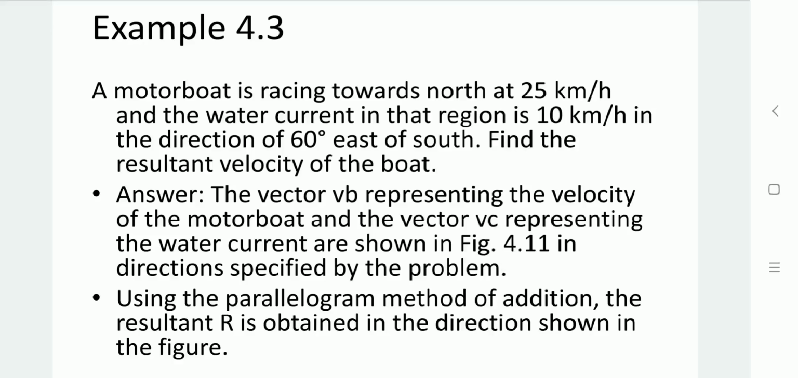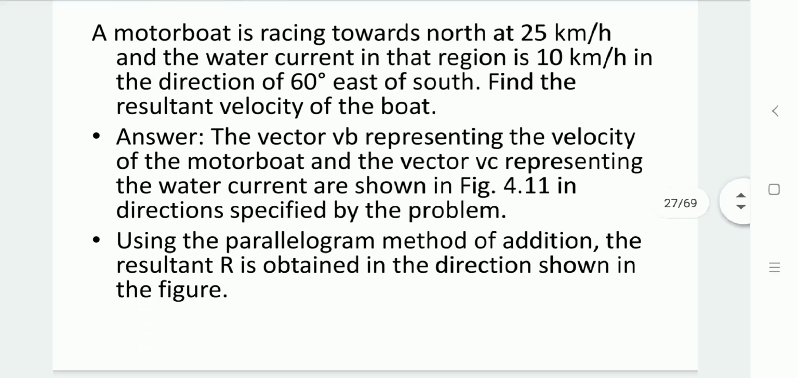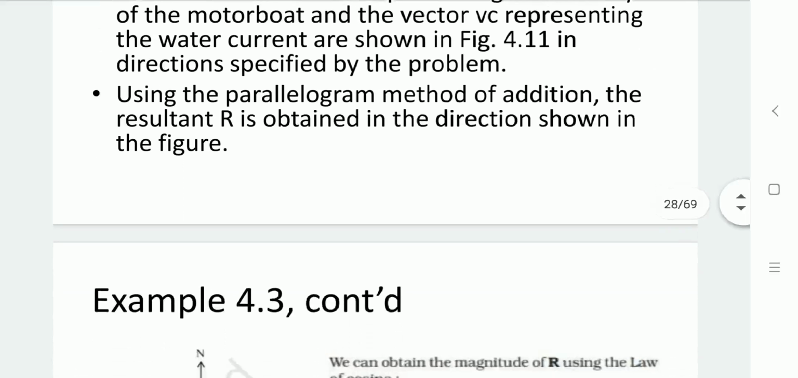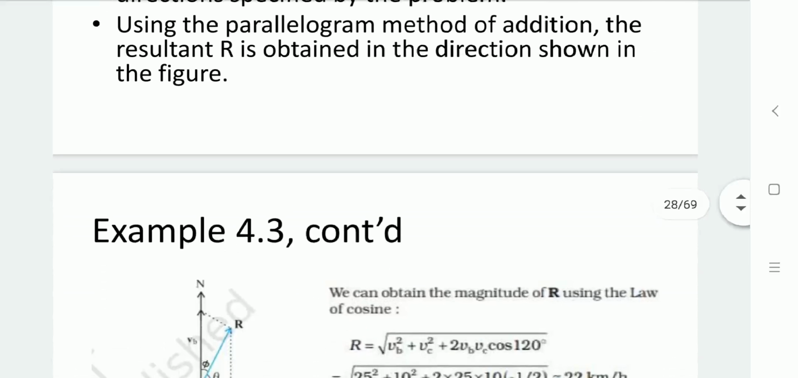Here the vector VB represents the velocity of the motorboat, and vector VC represents the velocity of the water current along with its direction. Here we are going to utilize the parallelogram method. Whatever the resultant equation of magnitude and direction we have determined from the earlier example, the same equation we are going to utilize to get its addition result.